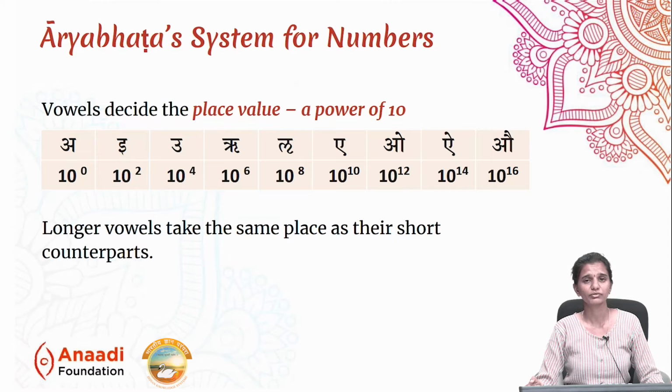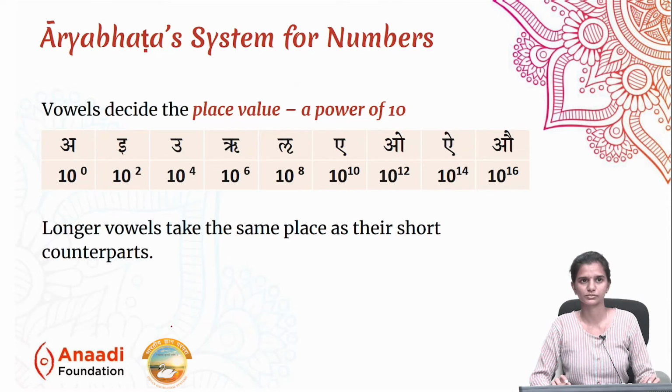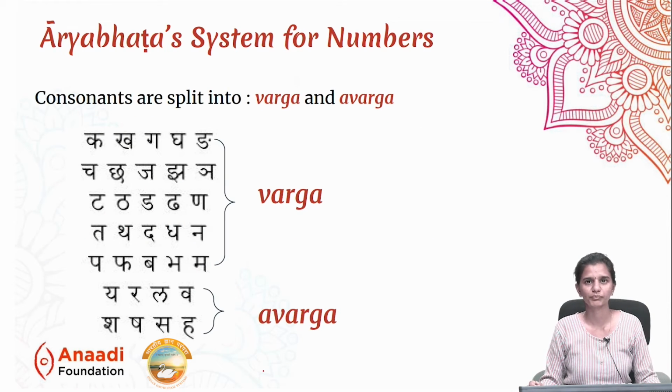Now, let us say we have the long U. The short counterpart for it is U. So, the value for the long U is going to be 10 power 4. Always remember, it's A, O, I and Au when you give values for the vowels in Aryabhatta's system for numbers. Coming to the consonants.